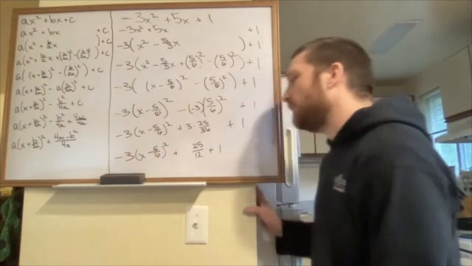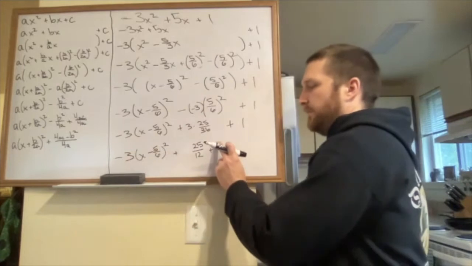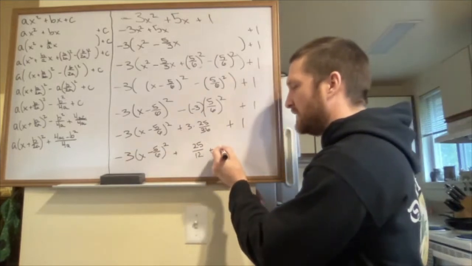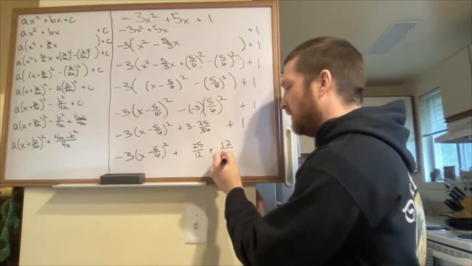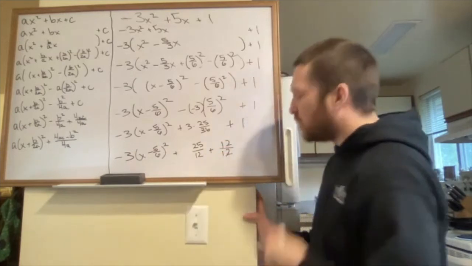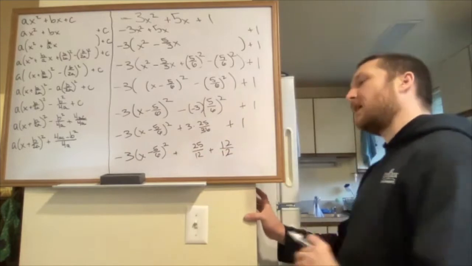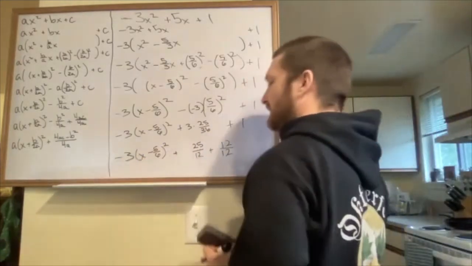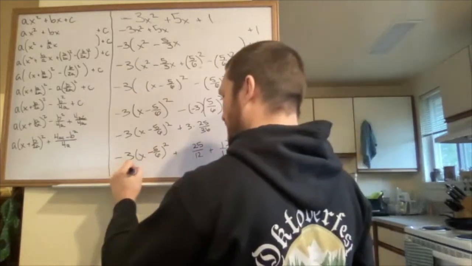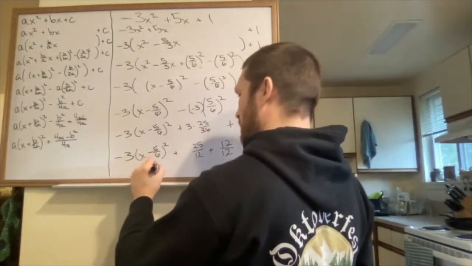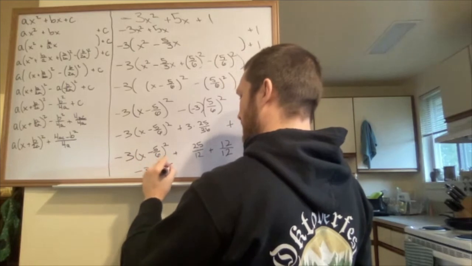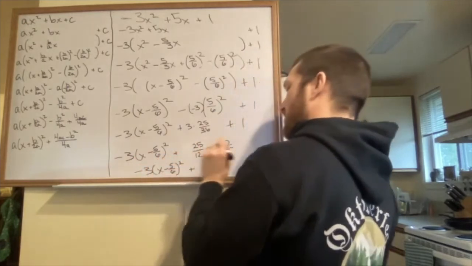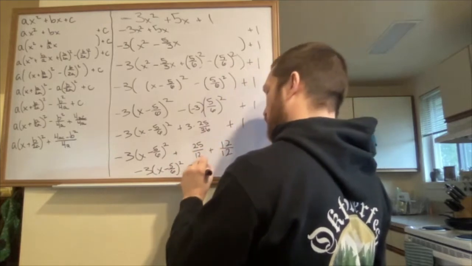But 1 can be written in terms of 12ths. In fact, I'm going to rewrite 1 as, and I'm saving space here by erasing and rewriting, 12/12. So 25/12 plus 12/12 is how many 12ths? 37. I think so. So we have minus 3 times x minus 5/6 squared plus 37/12.